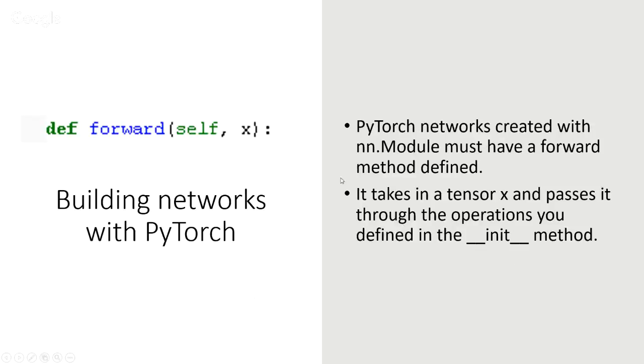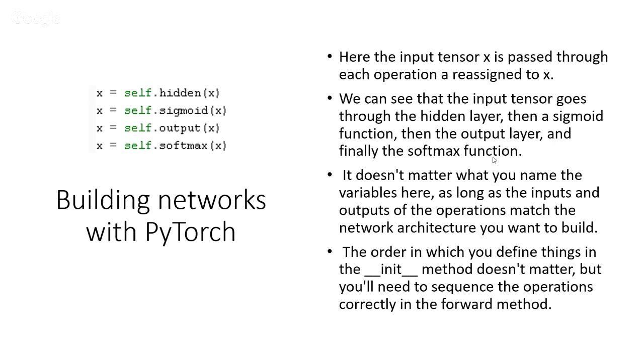The forward method takes a tensor x and passes it through the operations you defined in the init method. Within that method, the input tensor x is passed through each operation and reassigned to x. You can see that the input tensor goes through the hidden layer, then a sigmoid function, then an output layer, and finally a softmax. It doesn't matter what you name variables here, as long as inputs and outputs of the operations match the network architecture. The order in which you define things in the init method doesn't matter. You need to sequence operations correctly in the forward method.